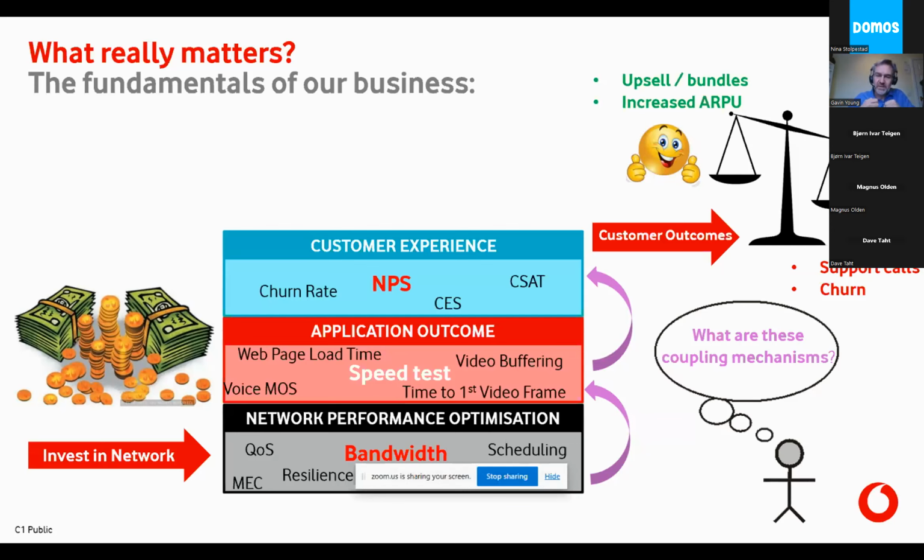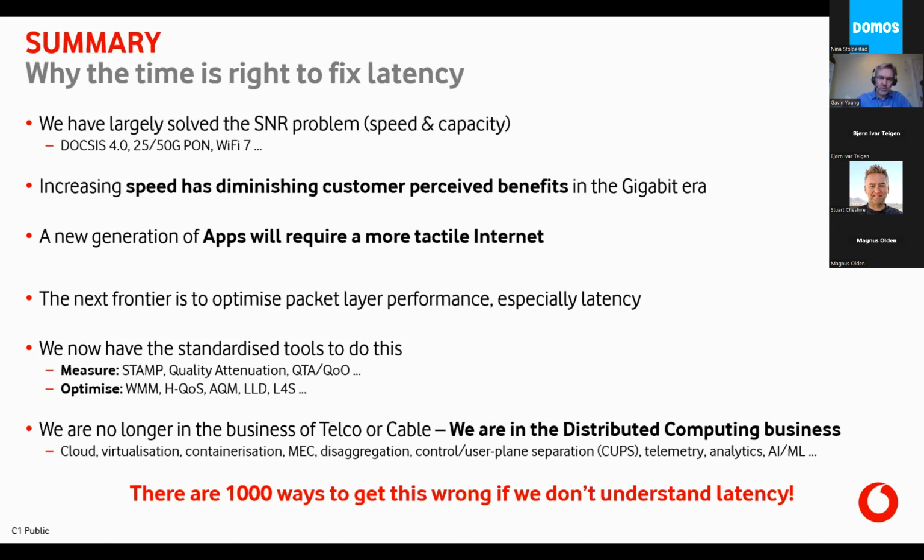But we're also, as I alluded to earlier, at an inflection point in our industry. We're no longer, as network operators, in the business of building a telco network or a cable network. We're really in the business of distributed computing. We have the move to cloud, virtualization, containerization, MEC, disaggregation, control and user plane separation, and a whole host of telemetry and analytics that can enable us to use machine learning and AI and closed loop automation and all this good stuff. So we're going to have compute capability in different parts of the network, in that end-to-end distribution chain. We're going to be moving functions around. But to be honest, there are 1,000 ways of getting this wrong if we don't understand latency.